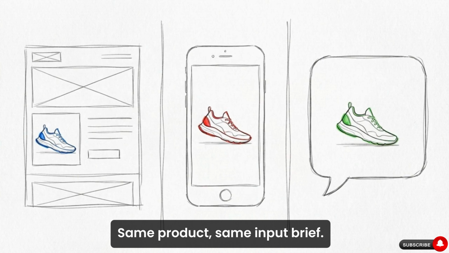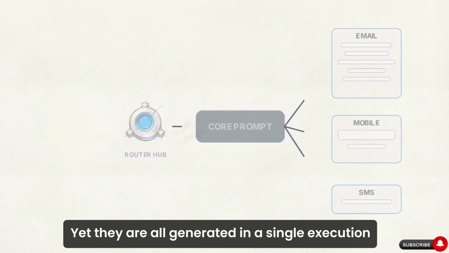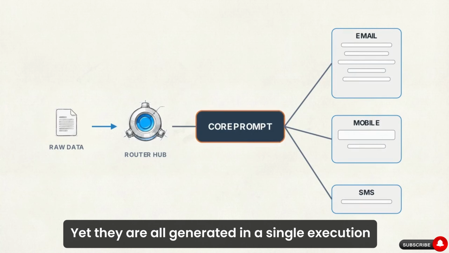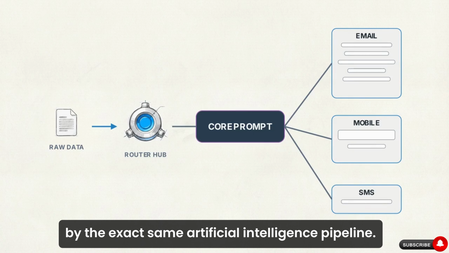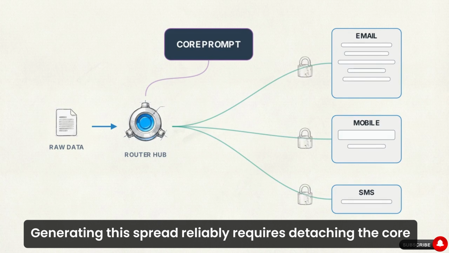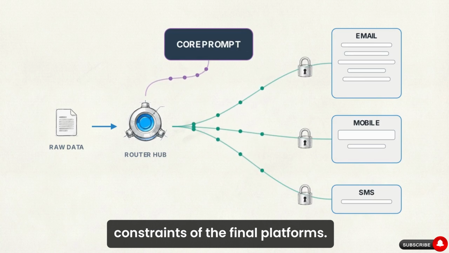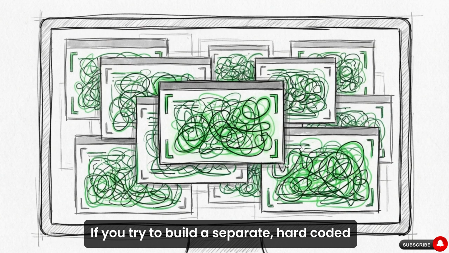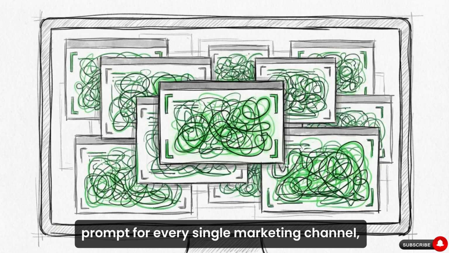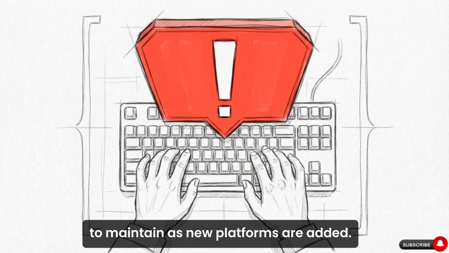Same product, same input brief, 3 wildly different structural outputs, yet they are all generated in a single execution by the exact same artificial intelligence pipeline. Generating this spread reliably requires detaching the core generative prompt from the specific structural constraints of the final platforms. If you try to build a separate, hard-coded prompt for every single marketing channel, your codebase becomes difficult to maintain as new platforms are added.